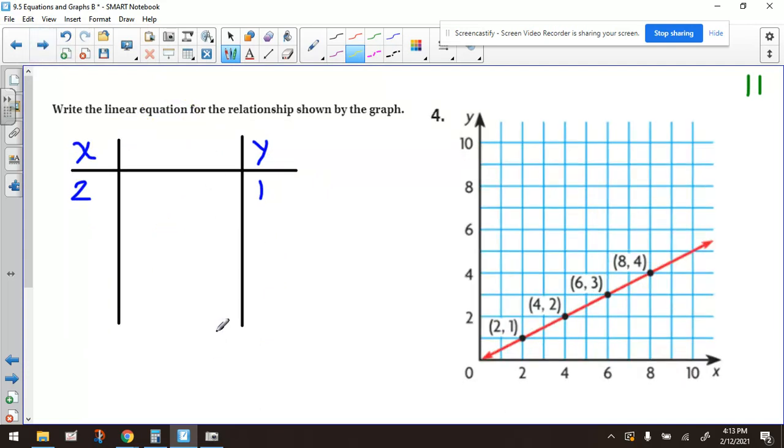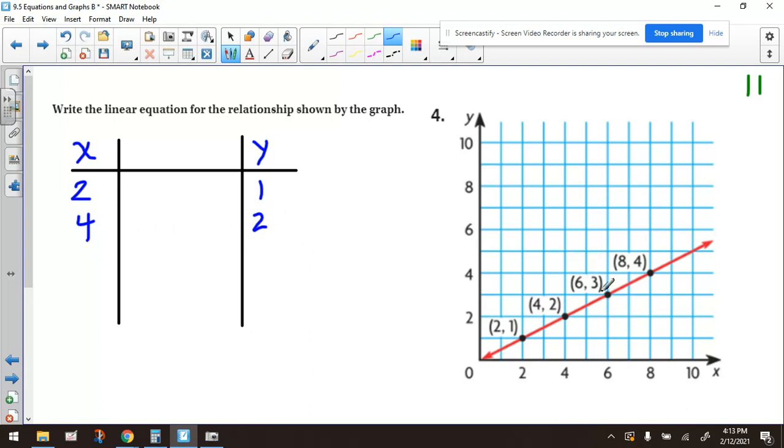It says write the linear equation for the relationship shown by the graph. And we have these points now. So let's start by looking. This has 2, 1. That matches up with this point right here. That's already been put in the table for you. But let's continue with the next point that they give you, which is right here. It's a 4 for the x and a 2 for the y.